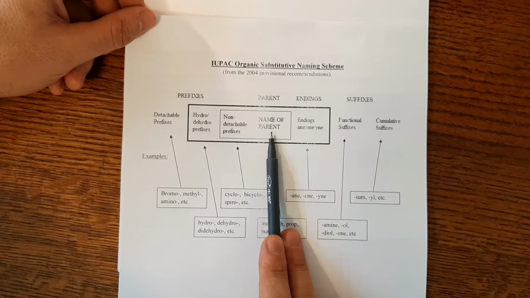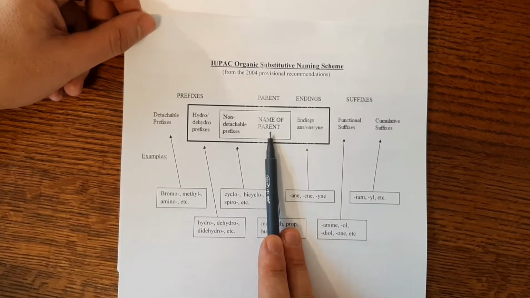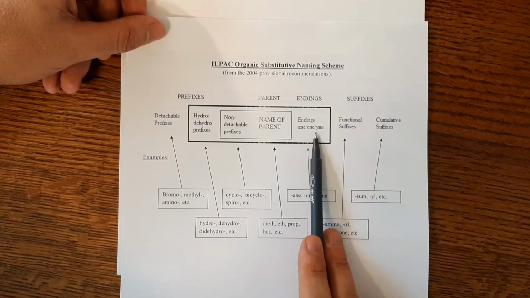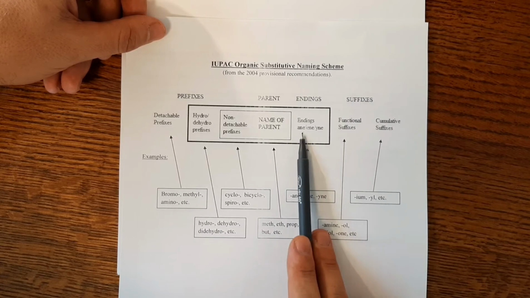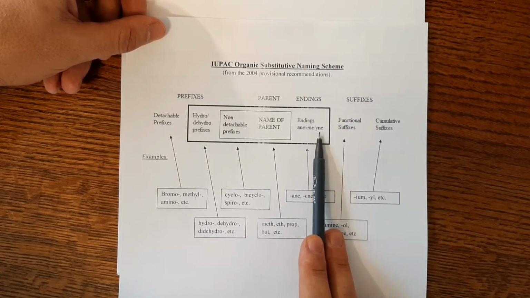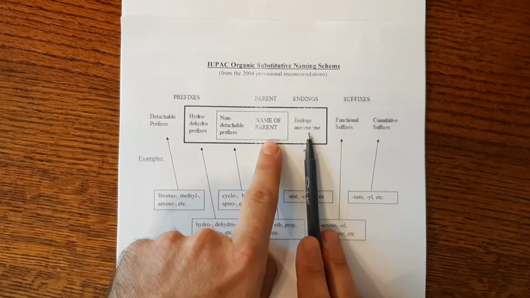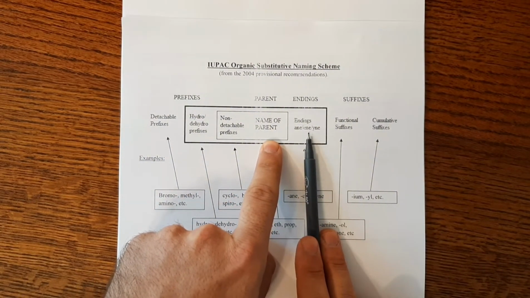This is the name of the parent, how many carbons are in the structure that you're trying to draw. And then these are the endings to tell you about the bonds between the carbons. Ane is single bonds, ene is double bonds, ine is triple bonds. Then from there, you have to start building out what else is going on with this molecule.